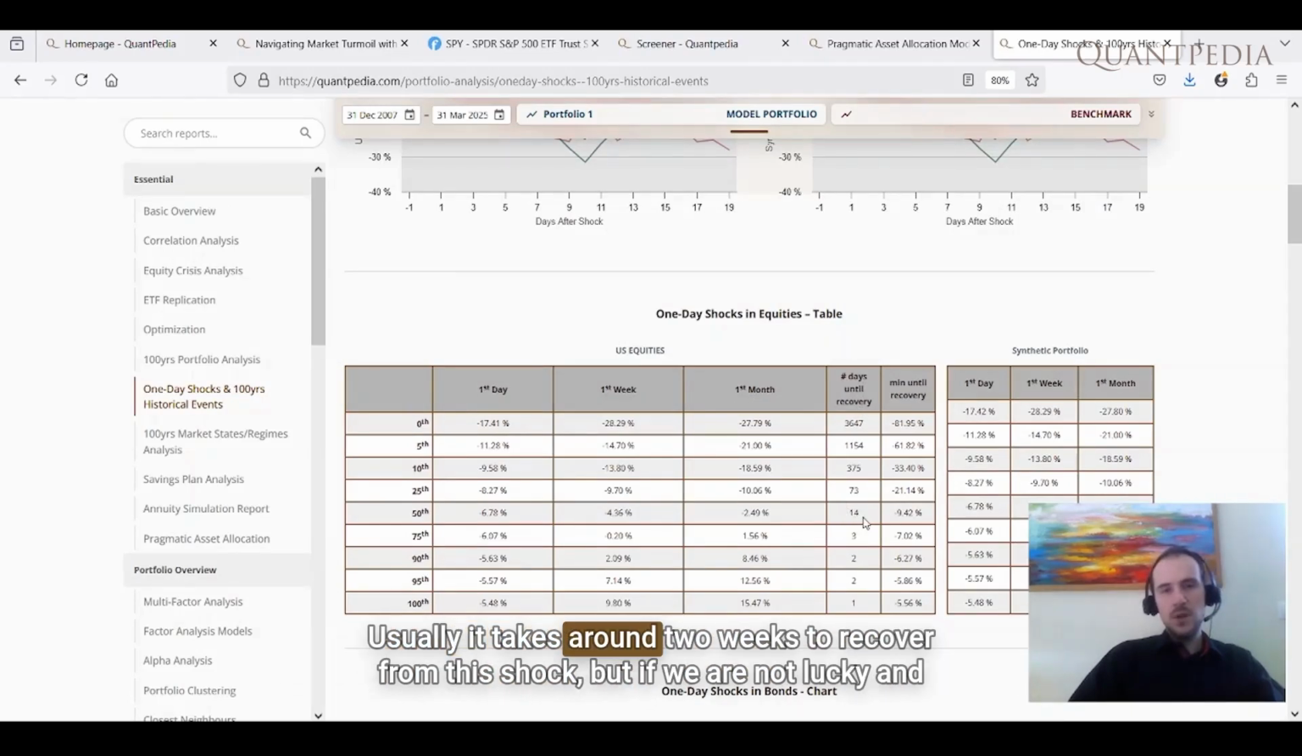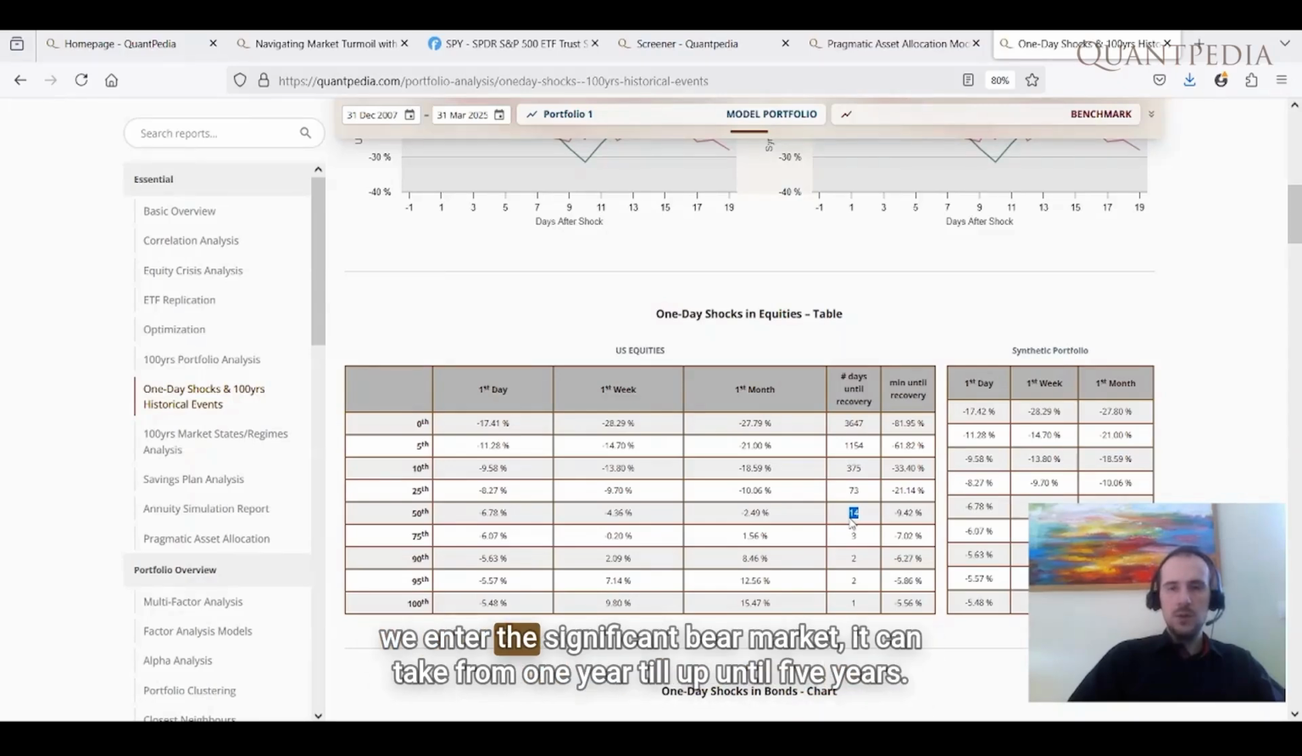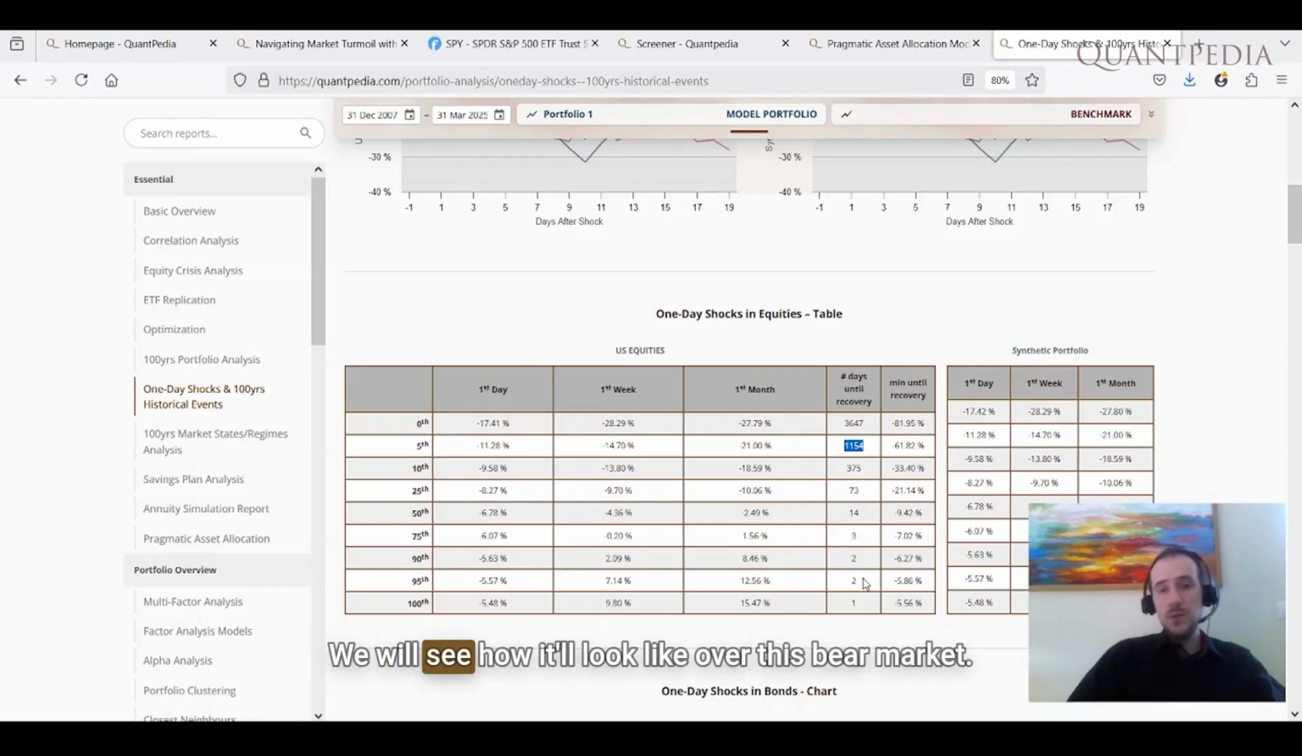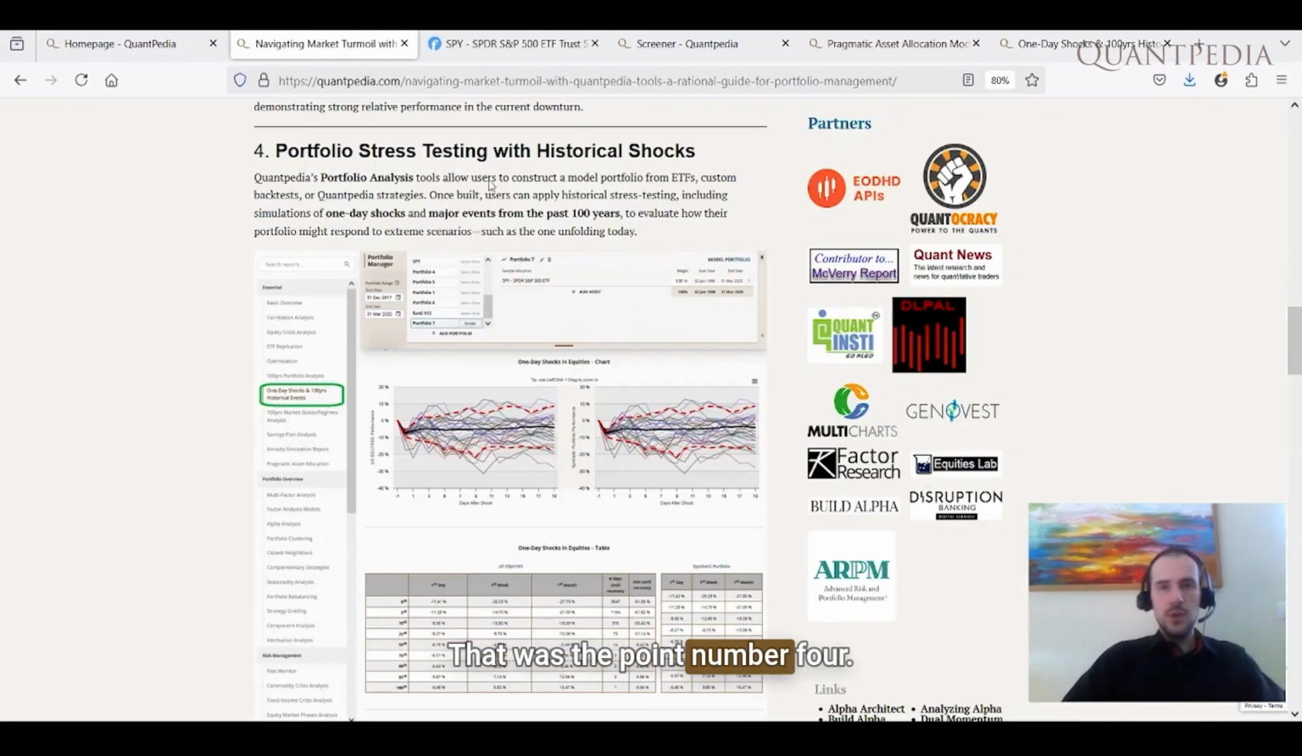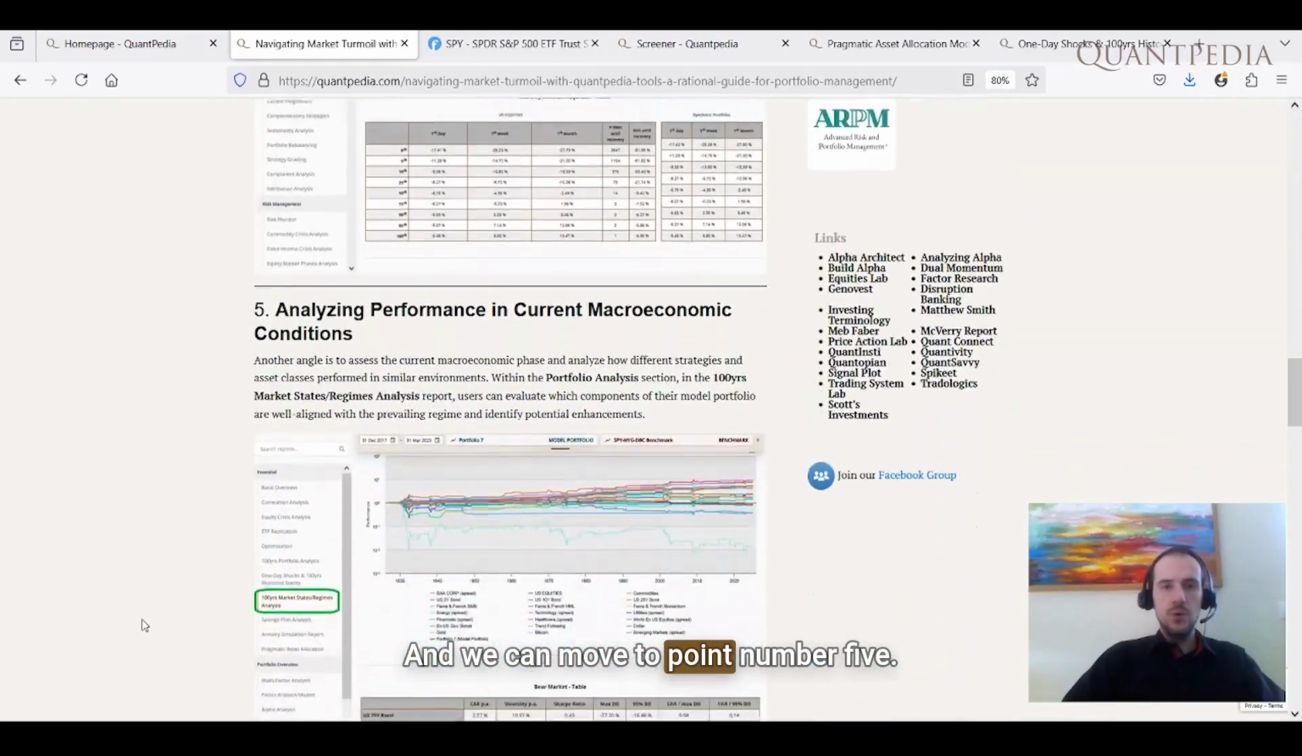Usually it takes around 2 weeks to recover from this shock, but if we are not lucky and we enter a significant bear market, it can take from 1 year up to 5 years. Those are the numbers. We will see how it looks over this bear market. Let's move on. That was point number 4, and we can move to point number 5.